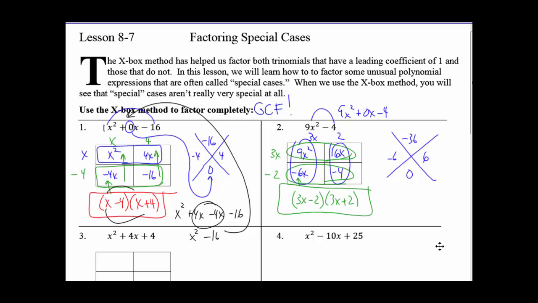If we double check, distribute through here, so we're going to multiply, you get 9x squared. If we distribute over here, we get positive 6x. If we now do the negative 2, we get minus 6x and then minus 4. These go to 0, and we get what we need.